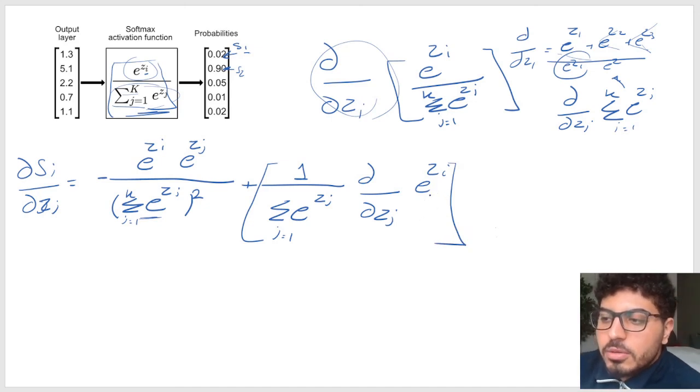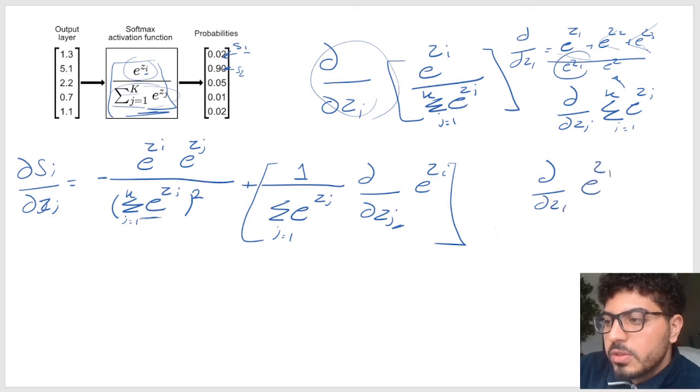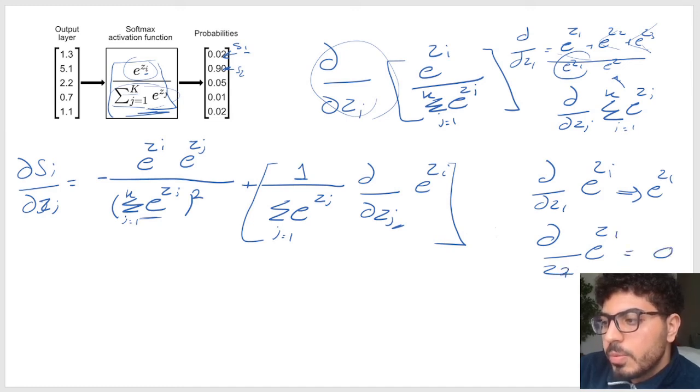So what is the derivative of e to the power zi with respect to zj? The answer is we don't know, because it will differ. Imagine you're taking d by dz1 of e to the power z1. What's the derivative? It's simply e to the power z1. But what if you're taking the derivative of e to the power z1 with respect to z2? What will be the derivative? It will be 0. So depending on i and j, the resulting derivative will be different, which means we need to split this problem into two problems, right?